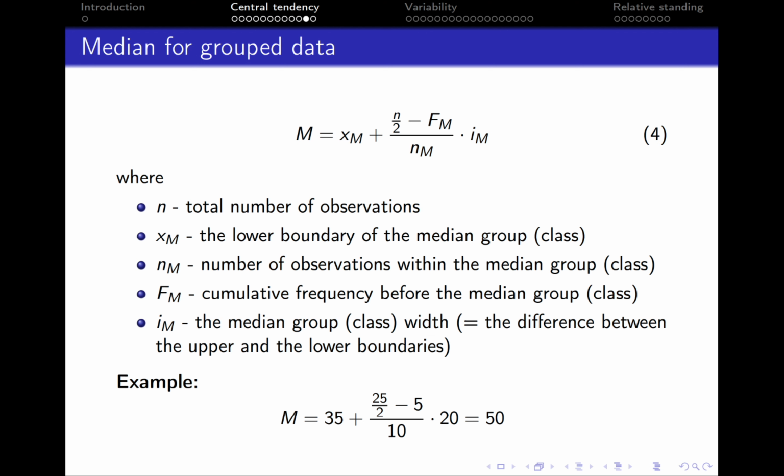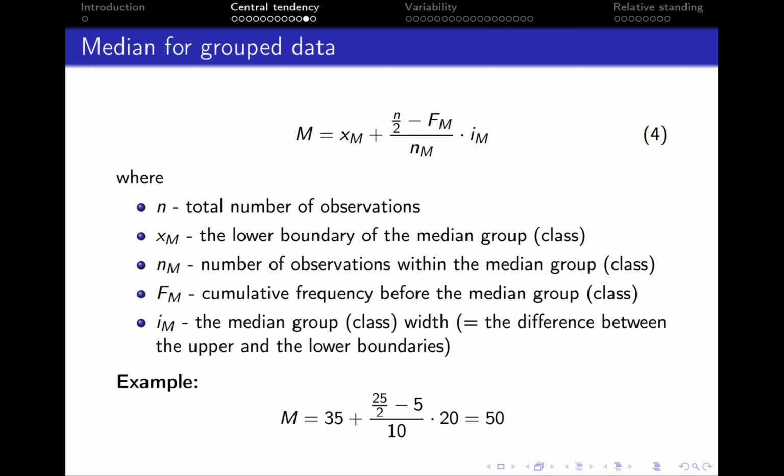And now let's see how the median can be calculated for the group data. So how we can find the middle value in the group data. The first element is xm, which is the lower boundary of the median group. And now the question is how to determine the median group. And it's actually quite easy.